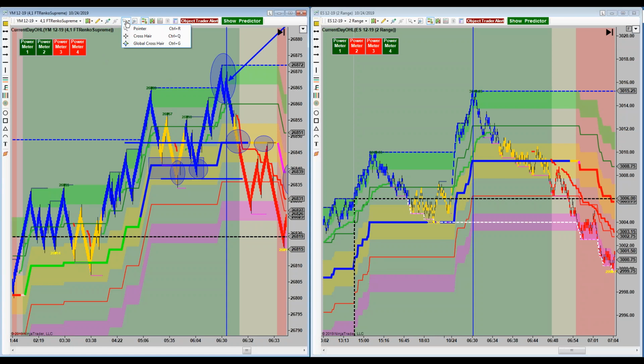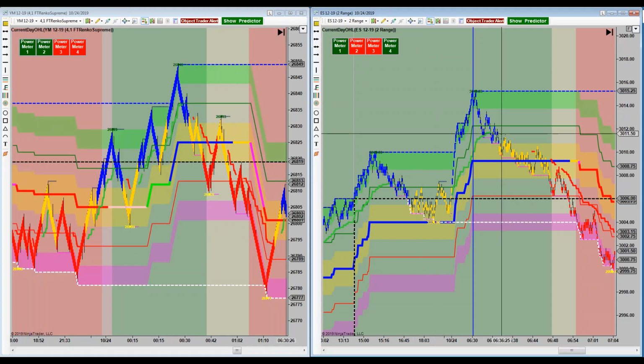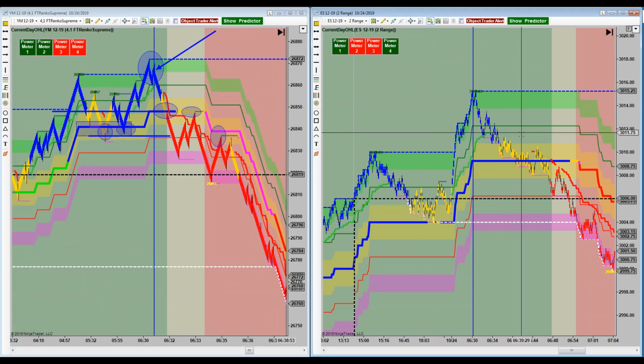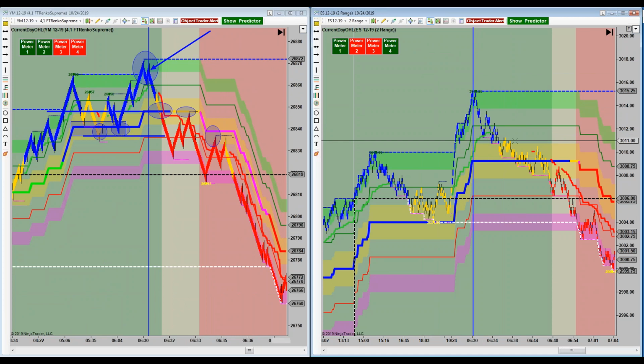You go in here to cursor, global crosshair. Come over here to cursor, global crosshair. Now everywhere that I go on here, if this is going to work correctly, I can point to something, and it will point you at the same corresponding point in between ES and YM.